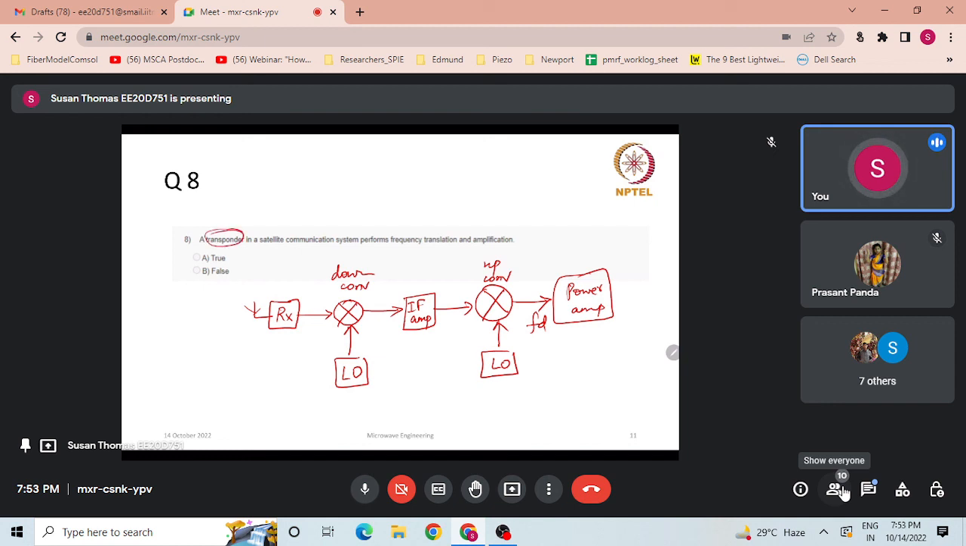So this is a transponder system. In a satellite communication system, what it can do is frequency translation and also amplification. The IF amplifier and power amplifier do the amplification at two different stages, and there is also frequency translation. First there is a down conversion and then an up conversion. That is basically a mixer. In a mixer there is a frequency translation happening when two frequencies are mixed. So that's about the transponder. So yes, this is a true statement.